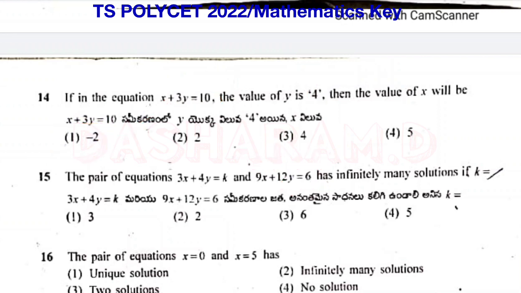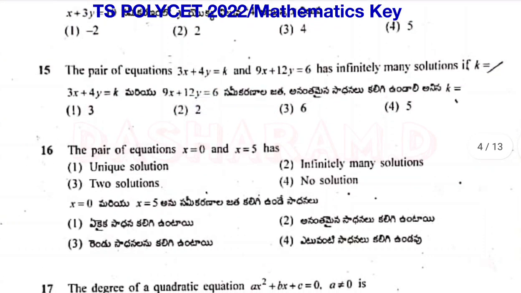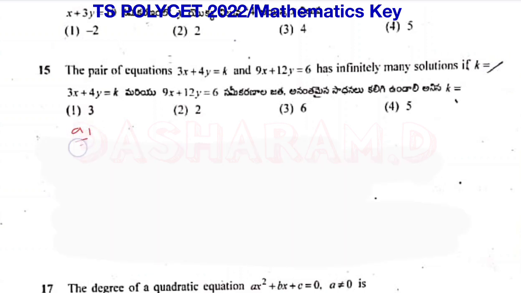Option 1 is correct. Next, 15th question. The pair of equations 3x plus 4y equals k and 9x plus 12y equals 6 has infinitely many solutions if the k value is. So infinitely many solutions means a1 by a2 equals b1 by b2 equals c1 by c2.